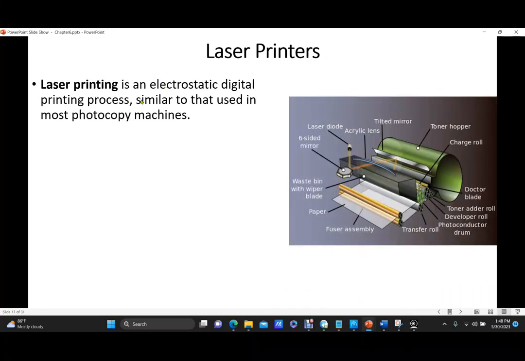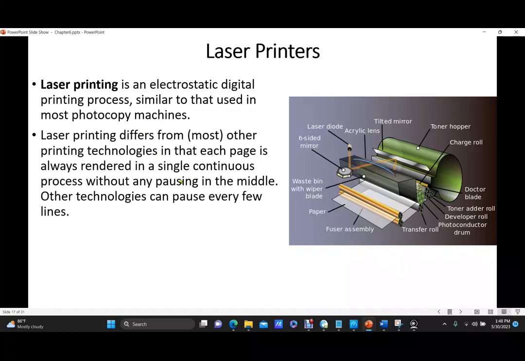Laser printing is an electrostatic digital printing process similar to that used in photocopying. A difference between laser printing and most other printing technologies is that for laser printing, each page has to be set up completely before it starts. Each page is rendered in a single process without pausing to stop in the middle.